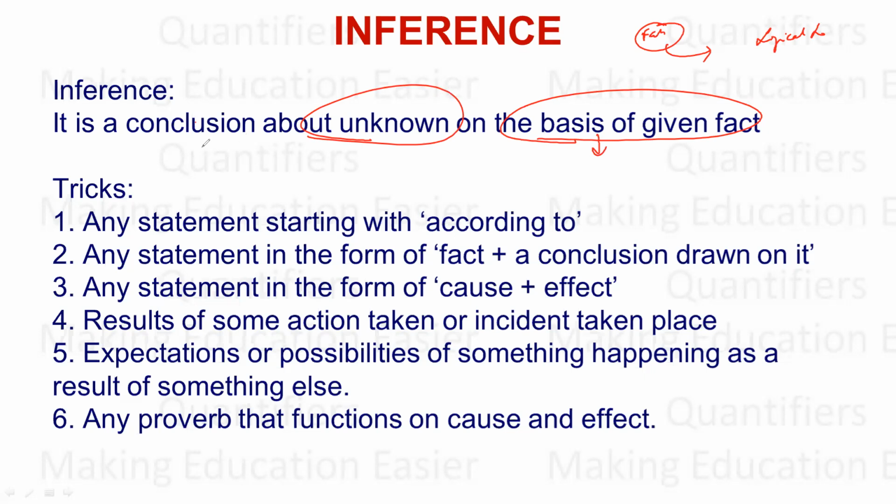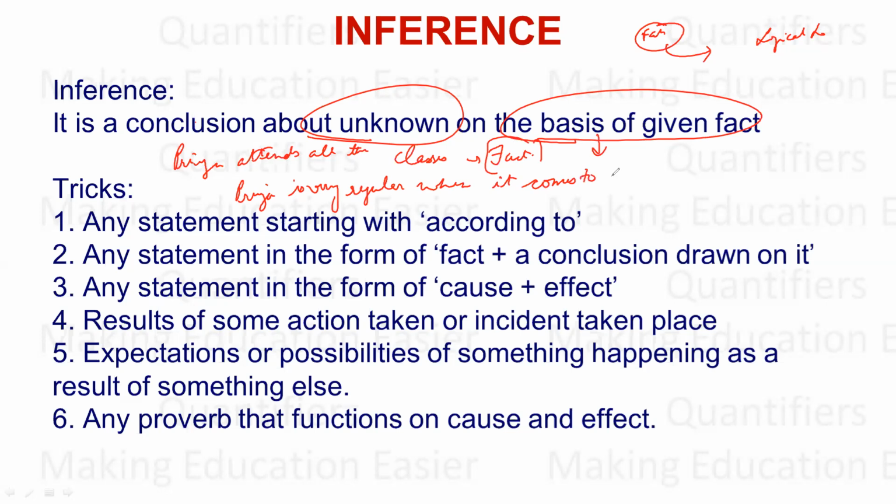For example, let's say I have written: Priya attends all the classes. Now, this is your fact. Priya attends all the classes. Now, Priya is very regular when it comes to attendance. This becomes your inference.